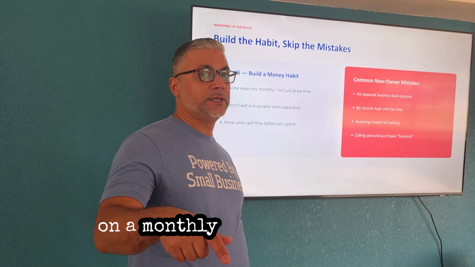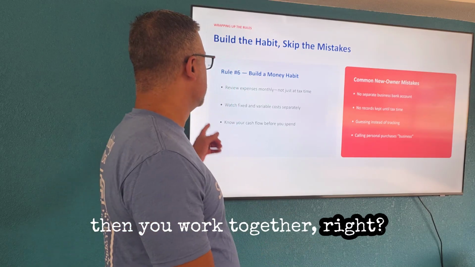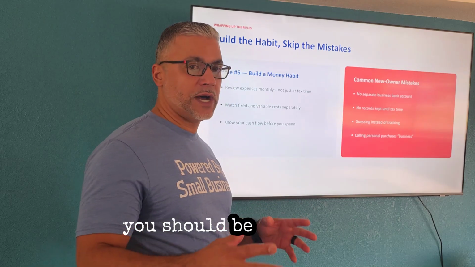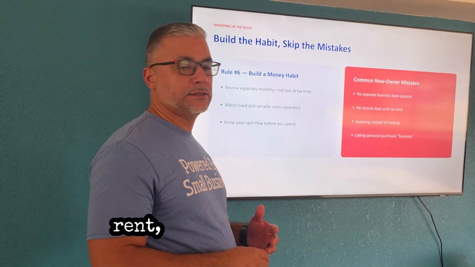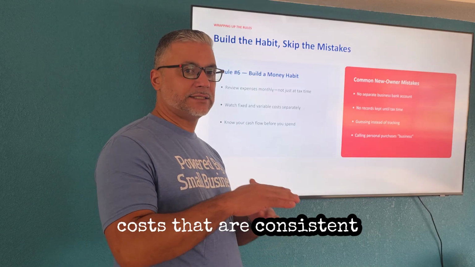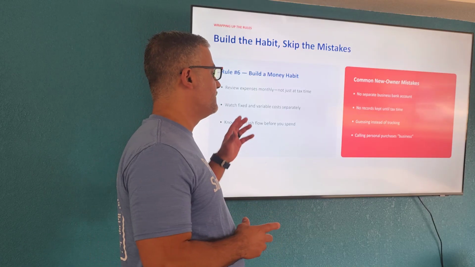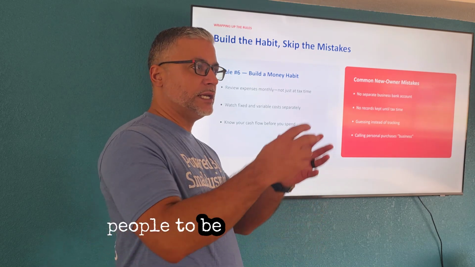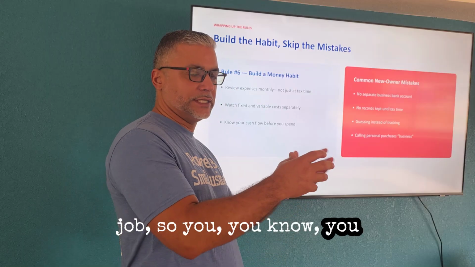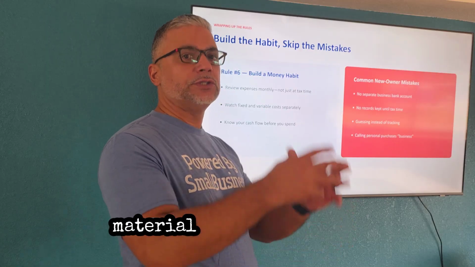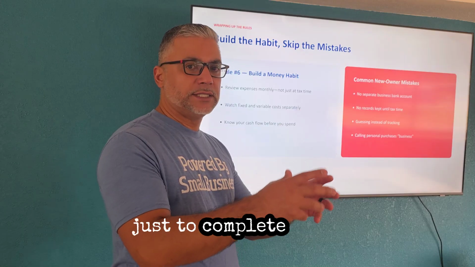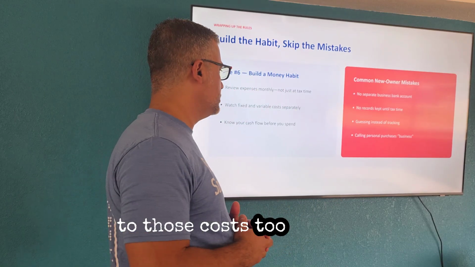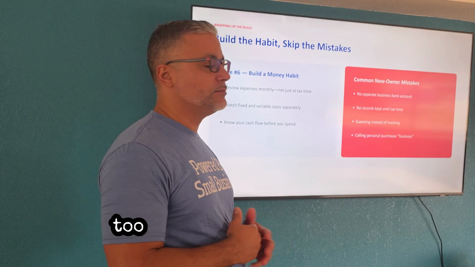So if anybody should be tracking their expenses, it's you, unless you hire them on a monthly basis, then you work together. But watch your fixed and variable costs. Those are two types of costs in the business that you should be watching. Fixed costs are more like rent, utilities, costs that are consistent on a monthly basis. Variable costs are costs that go into completing a job. Let's say you had to hire some people to do this job, or you have to buy material just for that job, or buy something just to complete a job. Those costs vary, so you want to make sure you're really paying attention to those costs too, so that you're not spending more than you have to.